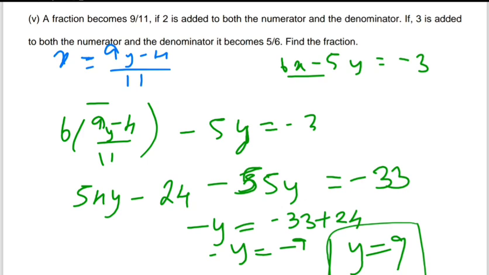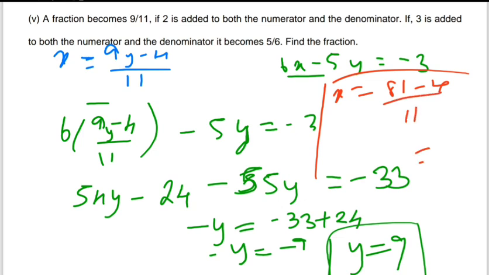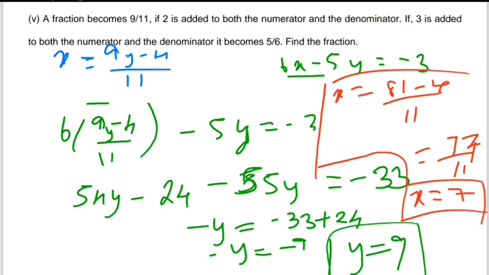So now if we take for x, x is equal to 9y, that is 9 into 9, 81 minus 4 by 11. So that is 81 minus 4 is 77 by 11. That is x is equal to 7. So this is the answer.